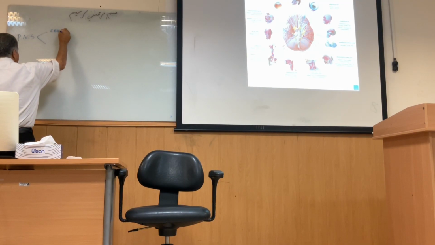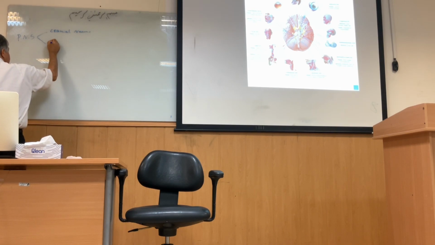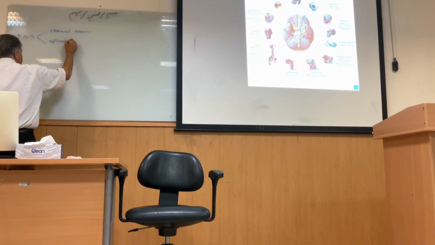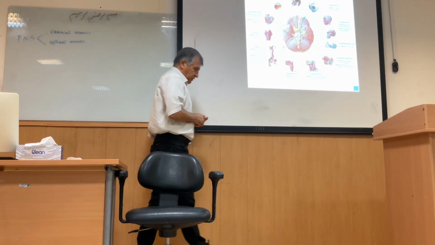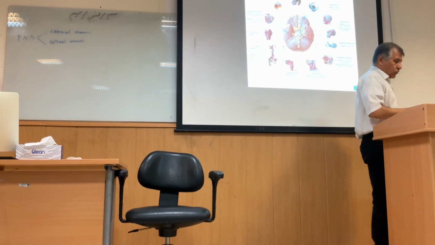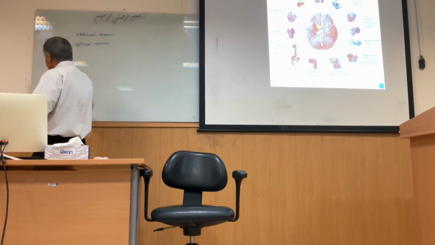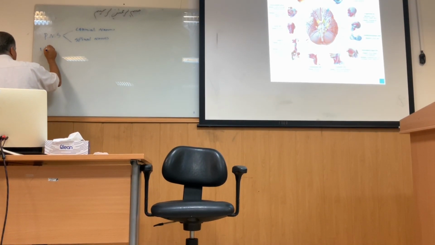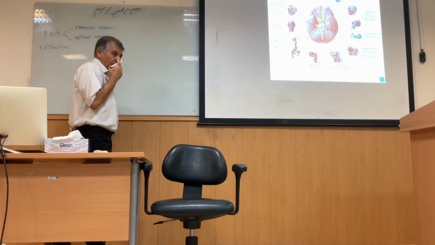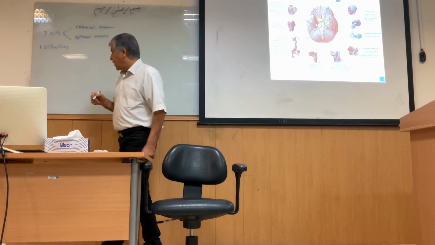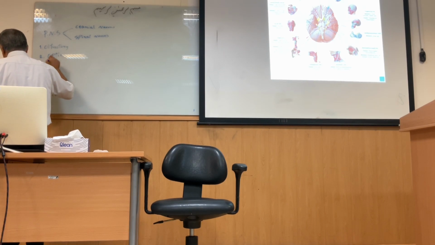cranial nerves, and spinal nerves. Okay? In this figure, you can see cranial nerves. There are 12 cranial nerves. First is olfactory nerve. Olfactory transfers smell. Second is optic nerve. Optic nerve transfers vision.